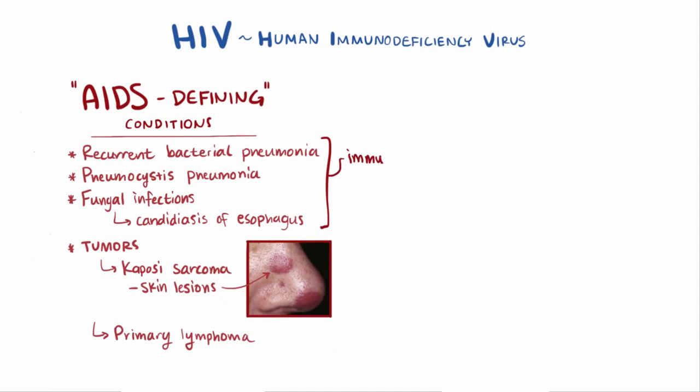Many people with AIDS die from infections that a healthy immune system would typically be able to fend off, like pneumocystis, cytomegalovirus, or Mycobacterium avium complex.